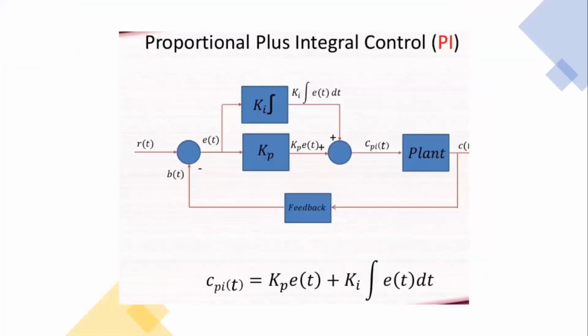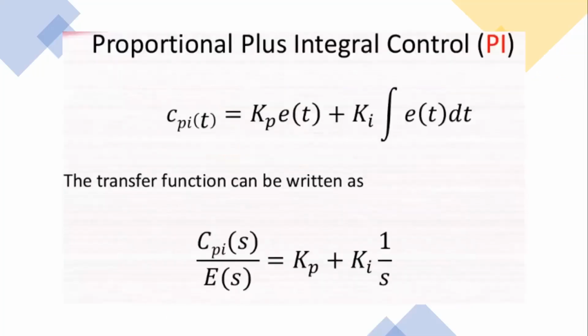Proportional plus integral control. Cpi(t) equal to Kp times E(t) plus Ki times the integration of E(t) dt. The transfer function can be written as Cpi(s)/E(s) equal to Kp plus Ki times 1/s.